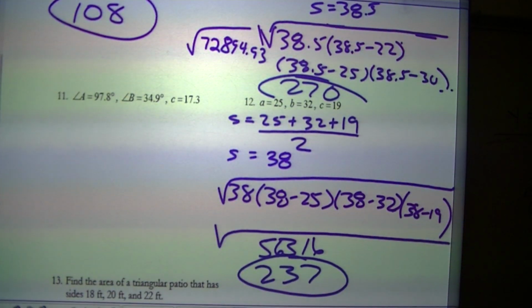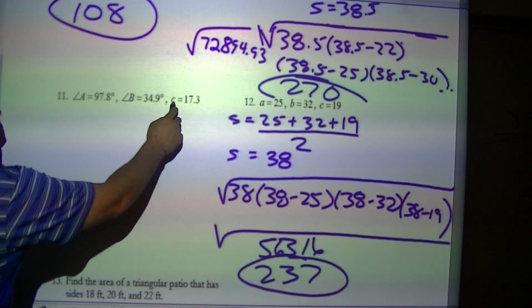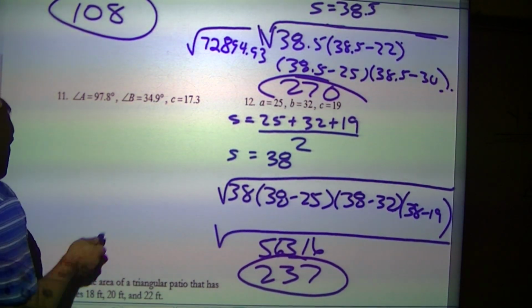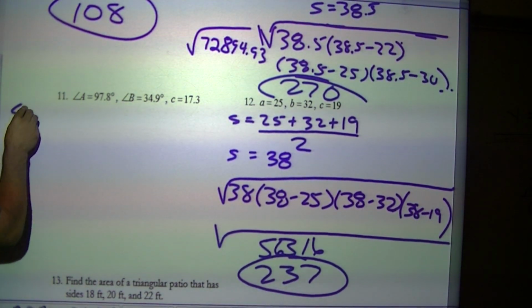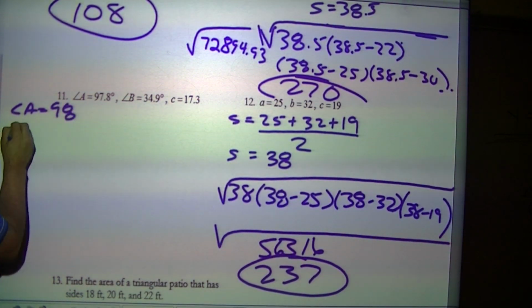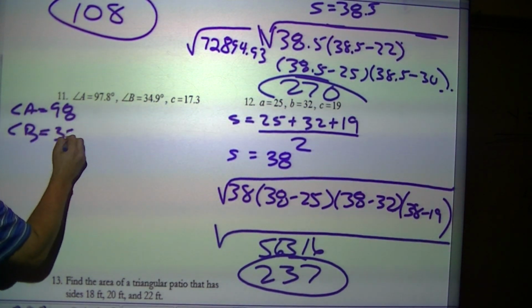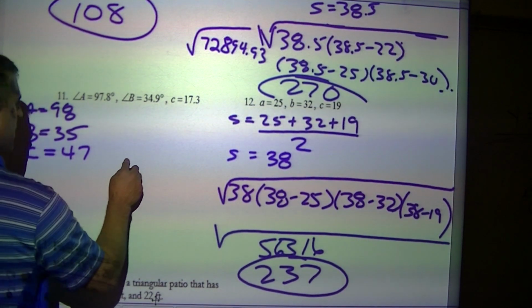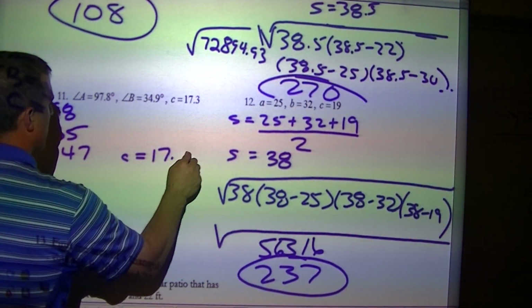Okay. Now on this one, normally what you need to have is, if you have C, you have to have one of the other sides. Now what you have to do in order to use this formula, okay, I'm going to go ahead and round this a little bit. I'm going to round this to 98. I'm going to round this to 35. Okay. Now I know that angle C, it's going to be about 47. Okay. I know little c is 17.3.